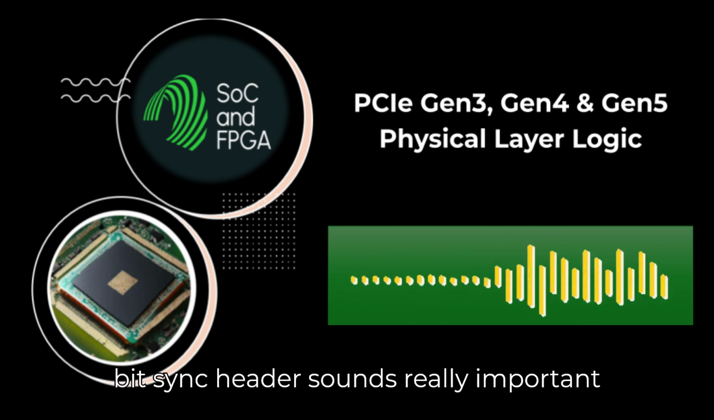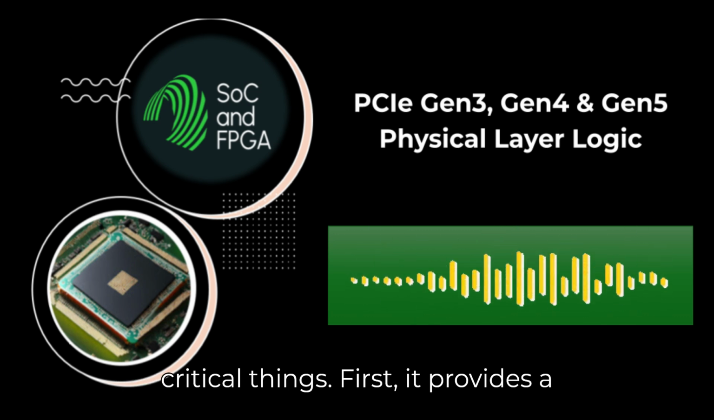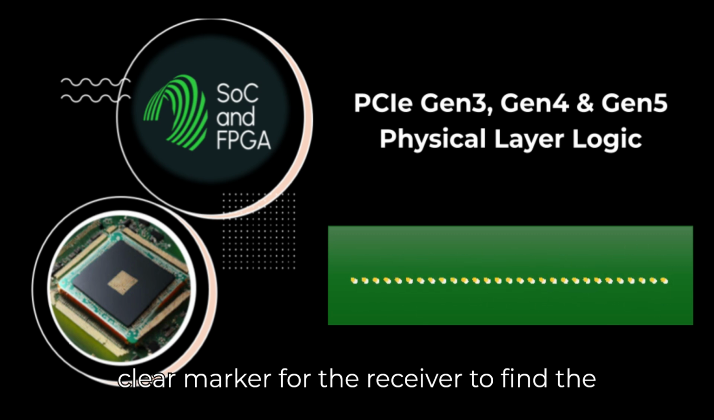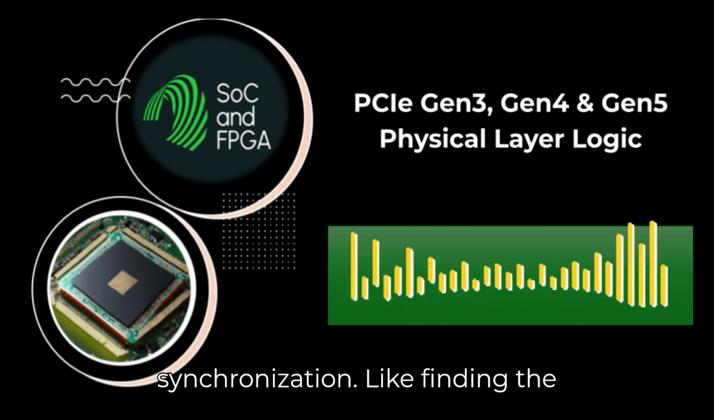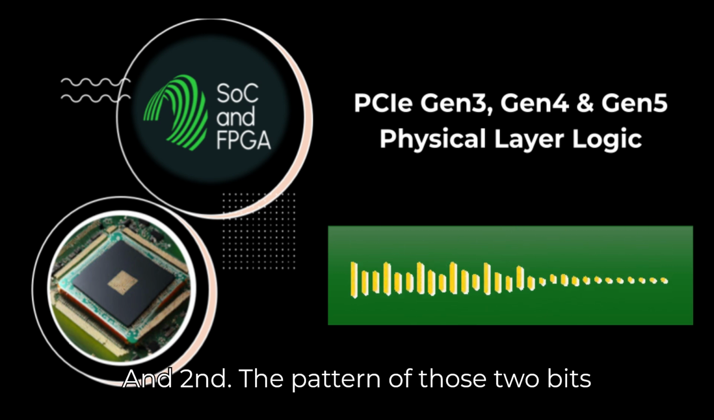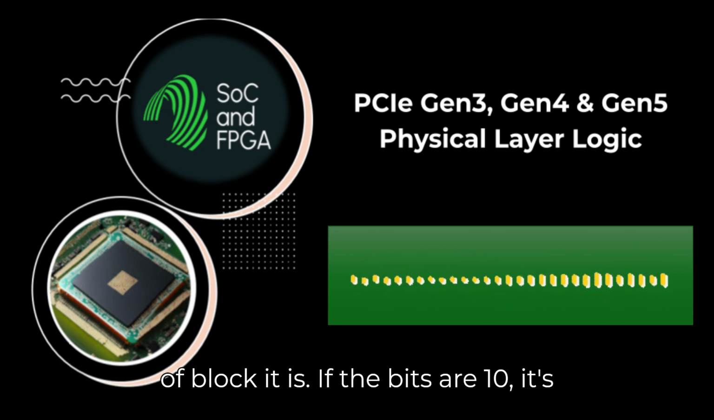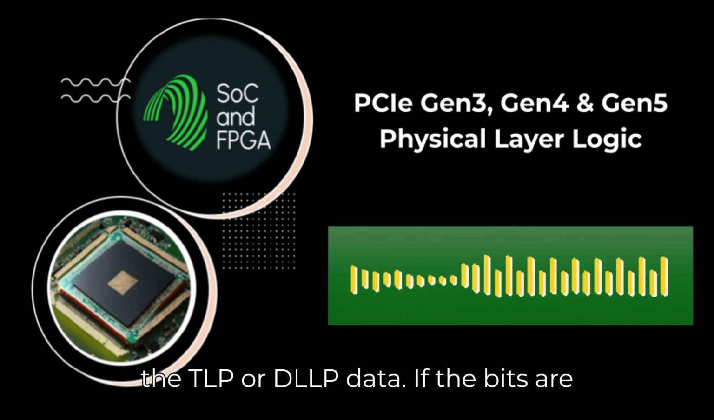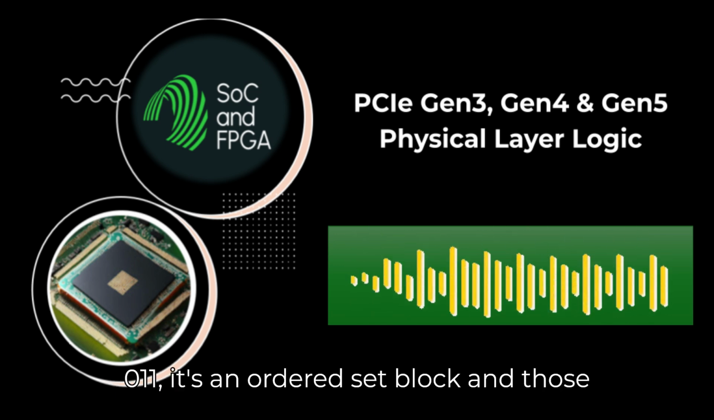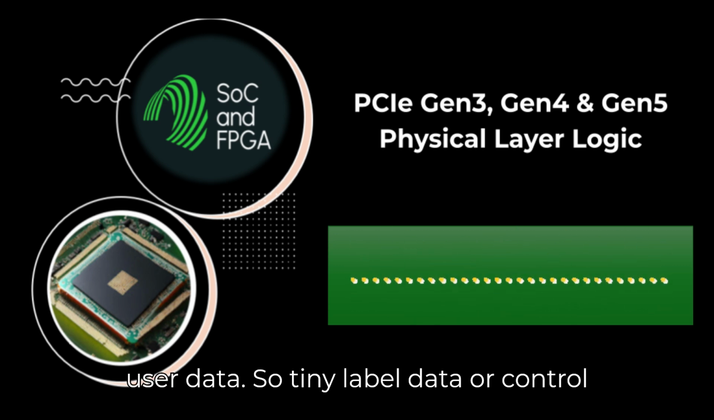Okay, so this little 2-bit sync header sounds really important if it replaced the function of the extra bits in 8B10B. What does it do? It does 2 critical things. First, it provides a clear marker for the receiver to find the start of each 130-bit block. Synchronization. Like finding the beginning of a sentence? Kind of, yeah. And second, the pattern of those 2 bits tells the receiver immediately what kind of block it is. If the bits are 10, it's a data block carrying the actual payload, the TLP or DLLP data. Okay. If the bits are 01, it's an ordered set block. And those carry special control information, not user data. So tiny label, data or control.